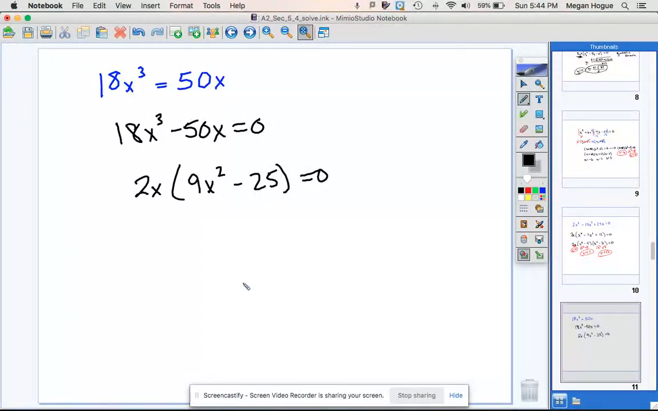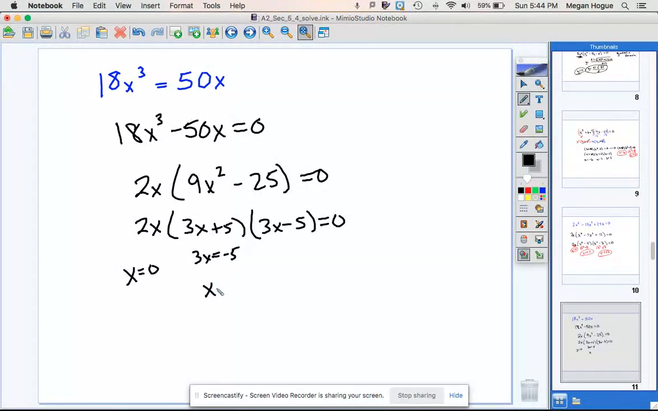Oh, that's a difference of squares. So I could square root. This is one that people do tend to like to factor a little more just because of that 9. So I'm going to do 3x plus 5. Whoops, let me erase that. And 3x minus 5. I'll show you the square root method too, just in case. So again, that GCF, I'm going to have x is 0. Here I'm going to have 3x is negative 5, so x is negative 5/3. That means this one must be x is positive 5/3.